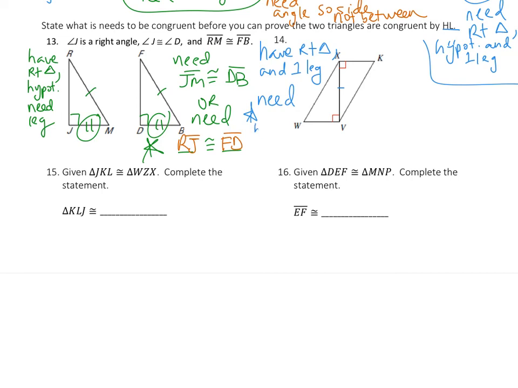What we need is the hypotenuse. And that would mean we need these 2 to be congruent. So WX would have to be congruent to KV.